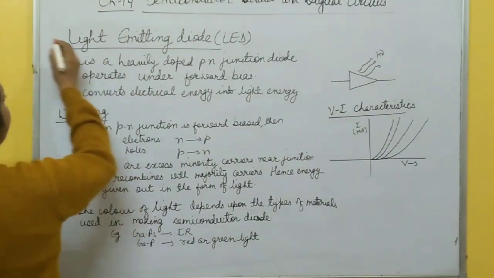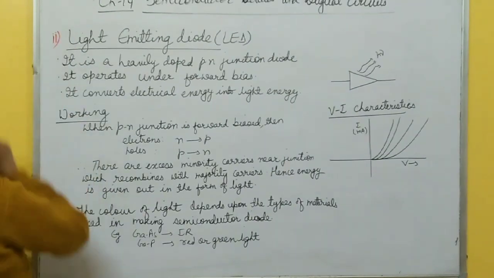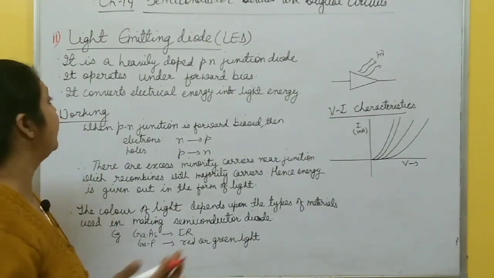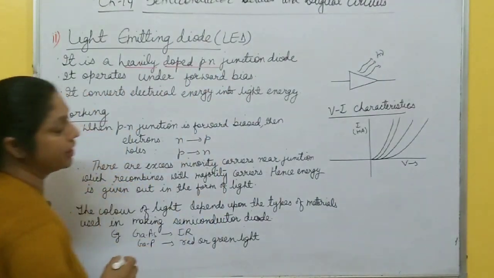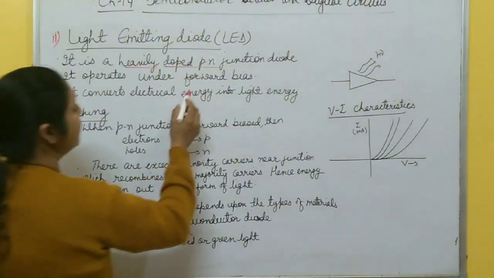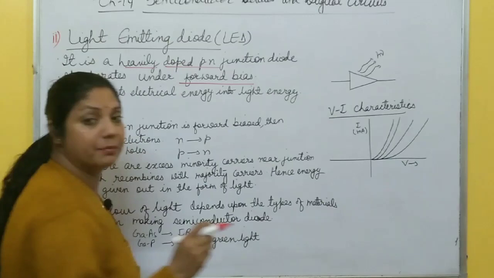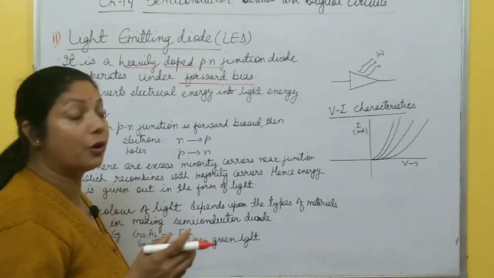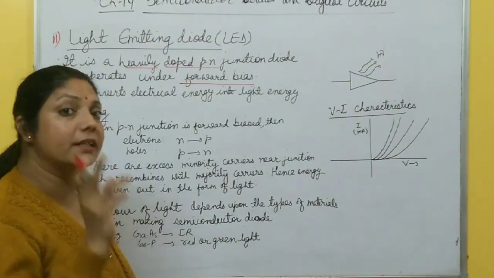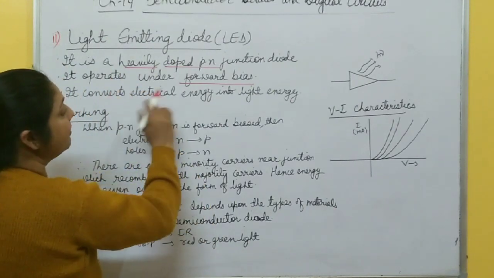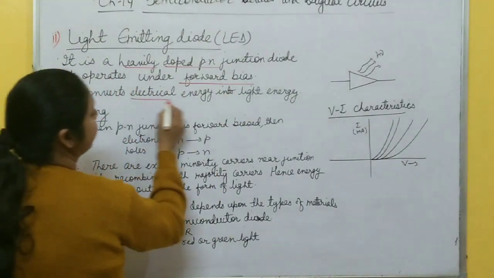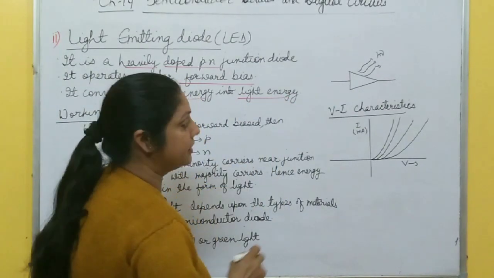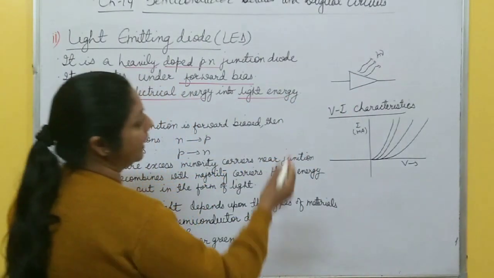Now, the second one is the light emitting diode. What is a light emitting diode? It is a heavily doped PN junction diode and it operates under forward bias. You must remember this one, in which biasing it operates. Photodiode operates under reverse bias, but this light emitting diode operates under forward bias and it converts electrical energy into light energy. This is the symbol for the light emitting diode.